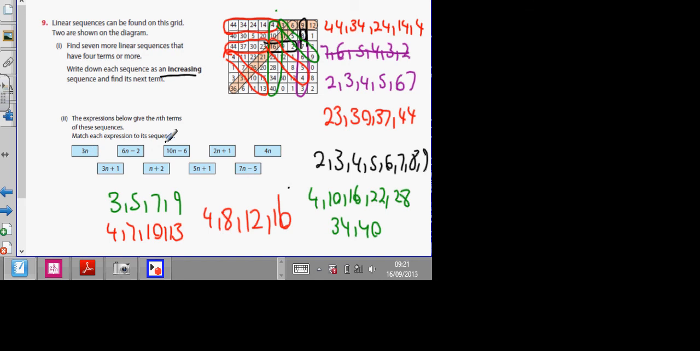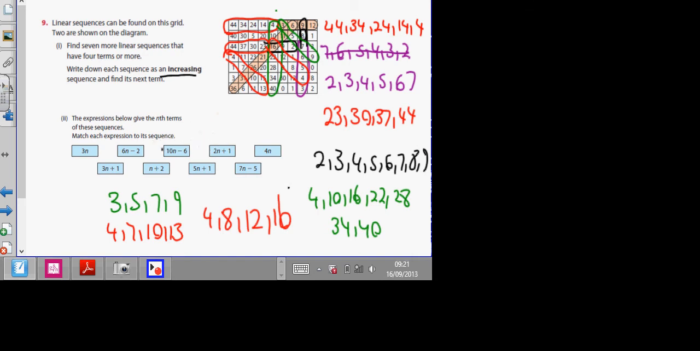10n minus 6 goes 4, 14, 24, 34. Does anybody see that one? 4, 10. Where is it? This one? 4, 14, 24. So we've matched that one up as well.